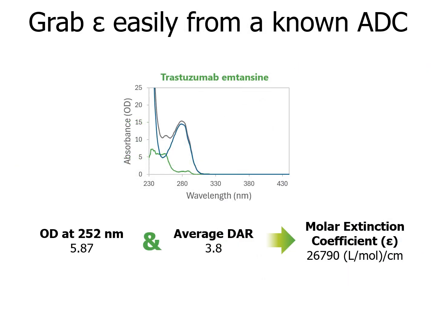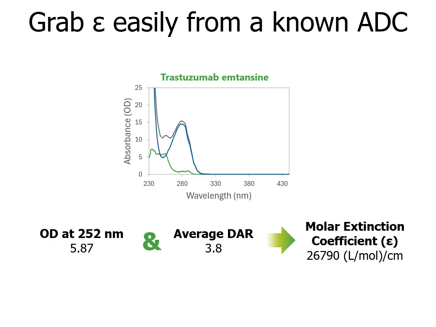And if we want to correct this problem of not knowing the molar extinction coefficient values that we need to know, grabbing that data is easy using a known ADC sample. In this case, we've taken a trastuzumab emtansine sample, run it through ADC decode, and we understand that for this sample, the OD at 252 nanometers is 5.87. Now, if we know the average DAR on this sample is 3.8 from other characterization techniques, it becomes a simple division problem to get to the molar extinction coefficient for this drug linker at 252 nanometers.